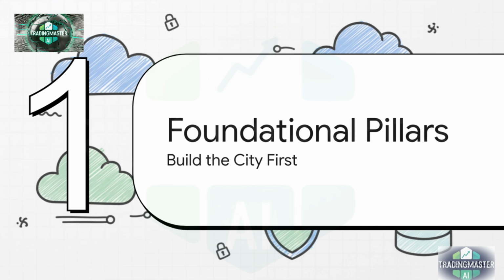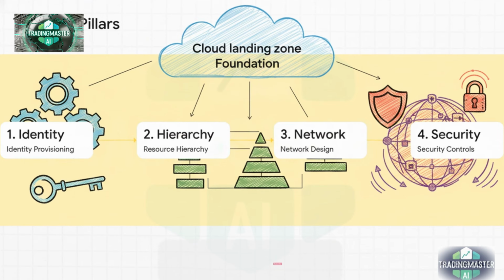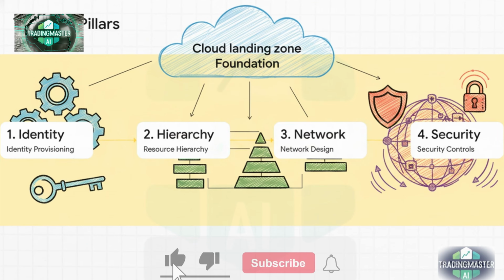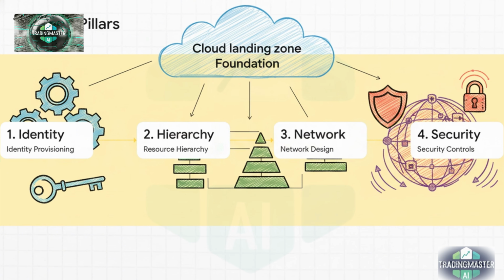All right, let's get into the heart of it, the foundational pillars. Every single enterprise-grade landing zone is built on these 4 non-negotiable components. Just like a city needs roads and power and laws before anyone can move in, your cloud needs this exact structure before you deploy a single workload. And here they are: identity, resource hierarchy, network design, and security controls. We're going to walk through each one because honestly, getting these right from day one is what separates a little pilot project from a secure, global, enterprise-ready platform.